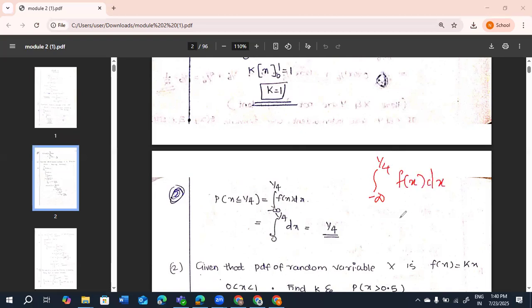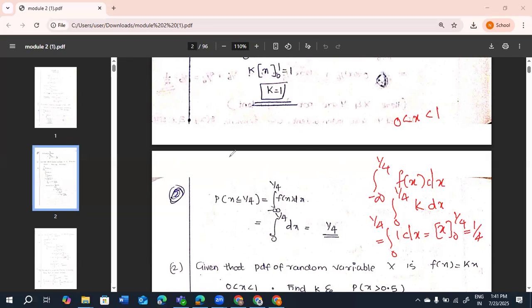Now you can substitute it here. Okay, is it clear? When you substitute it here, it is not minus infinity. The limit is only from 0 to 1, isn't it? So it is starting from 0 only. So you could change the limit. So 0 to 1 by 4 k dx. Actually, it becomes k. We have already found the value of k, so it is 1. So integral 0 to 1 by 4 of 1 dx, so x from 0 to 1 by 4. So what is the value of the function? That is 1 by 4.